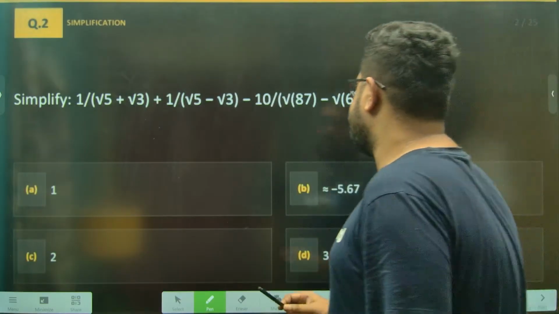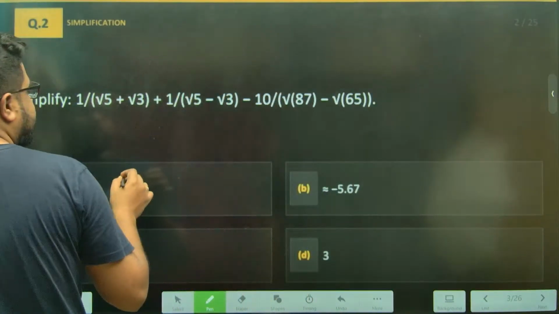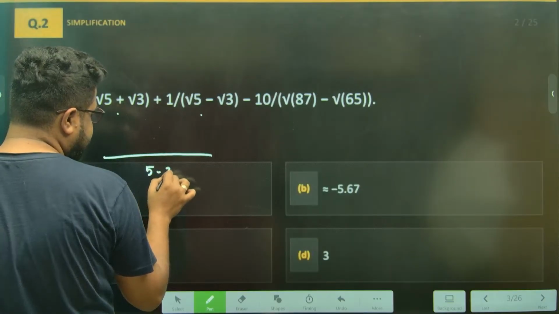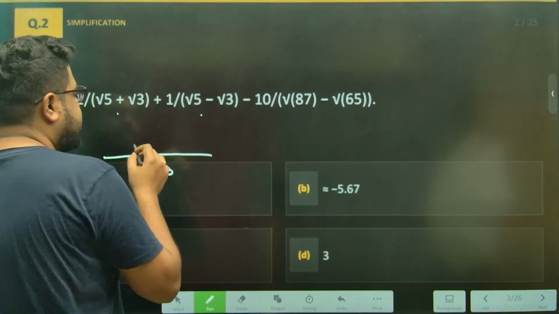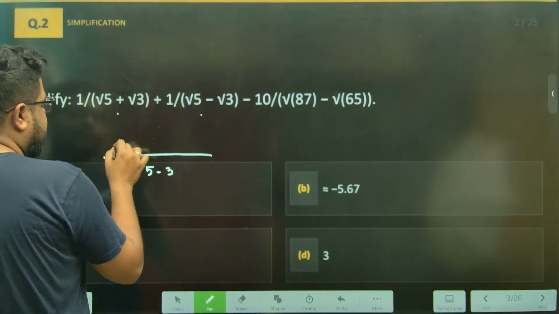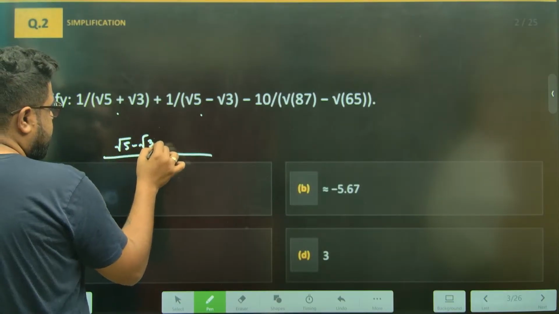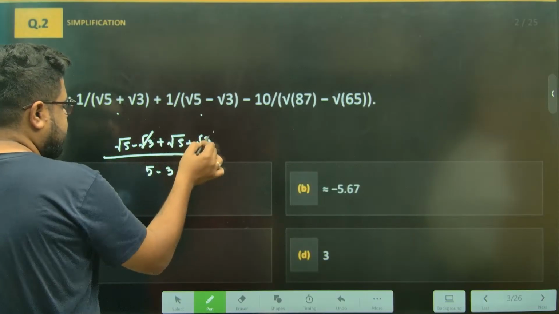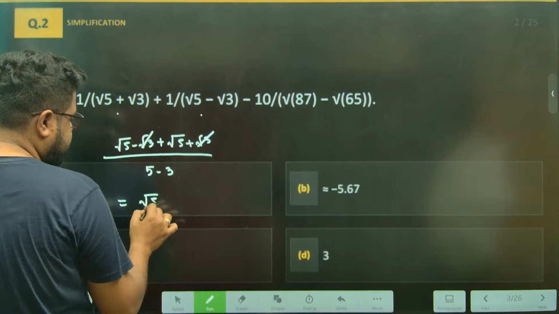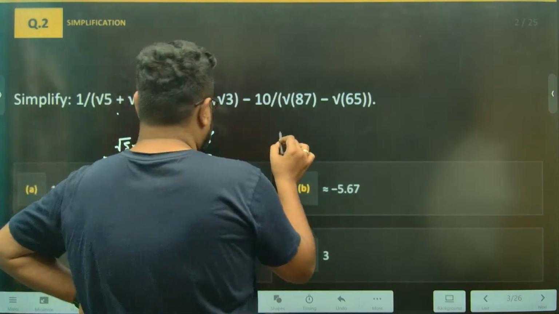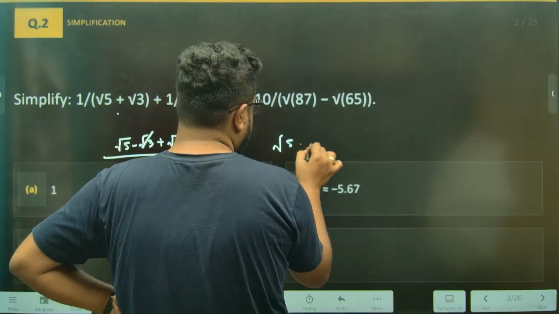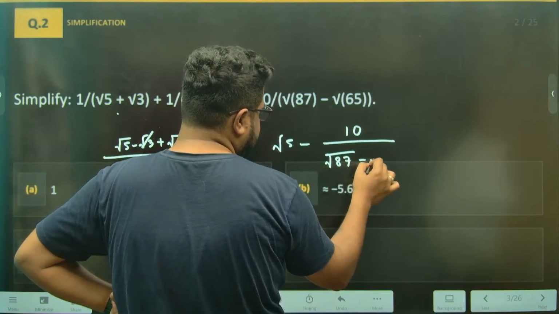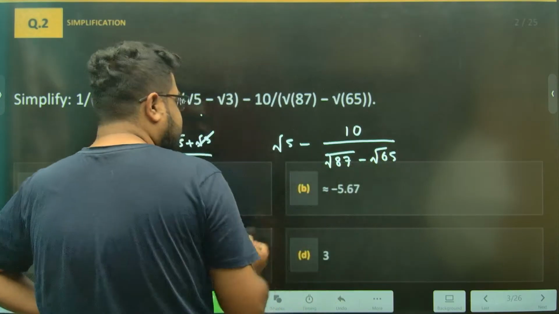Next one is this. Acha, chalo, let's see. Let's do these two. So 5 minus 3 will be LCM, sir, or a square minus b square. And this will be root 5 minus root 3 plus root 5 plus root 3. So this cancels. So this is root 5, sir. Now there is this. So again, root 5 minus 10 root 87 minus root 65. Let's try and see, sir.